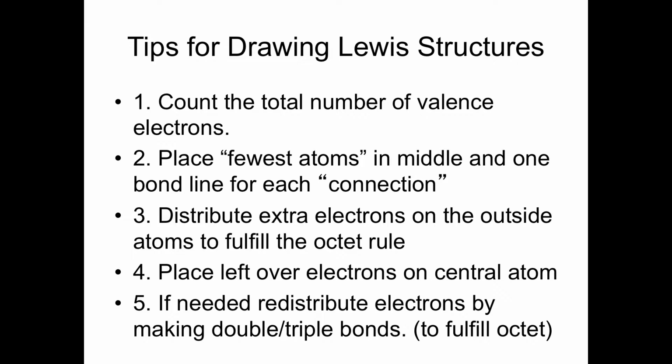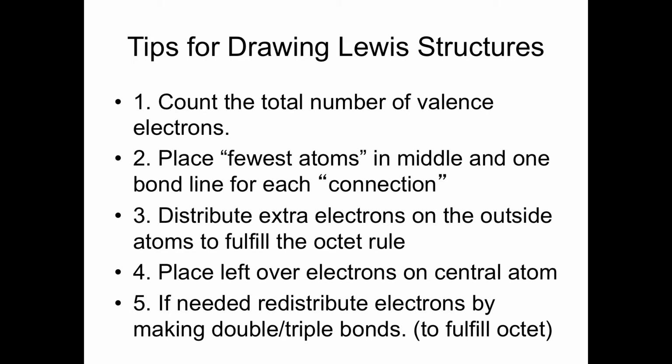Number 3 is you're going to distribute extra electrons on the outside atoms first to fulfill the octet rule, where they're all surrounded by 8. You're going to place any leftovers you have on the central atom so that it also has 8. Number 5 is like a break-in-case-of-emergency kind of tip. If needed, you might have to redistribute electrons by making double and triple bonds.